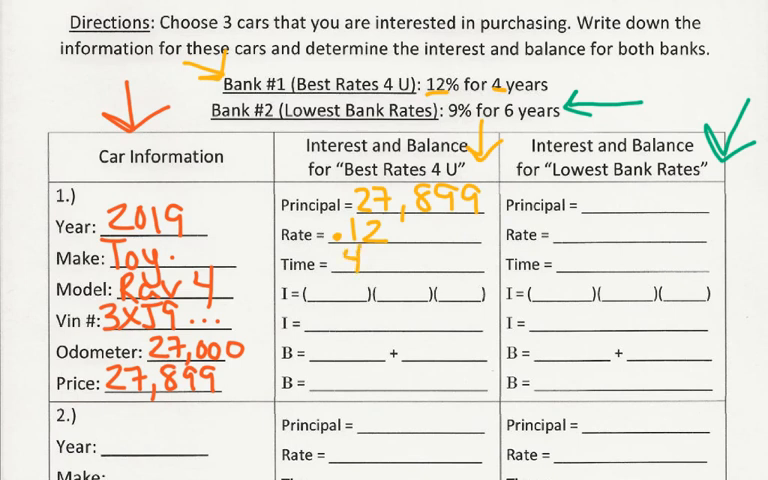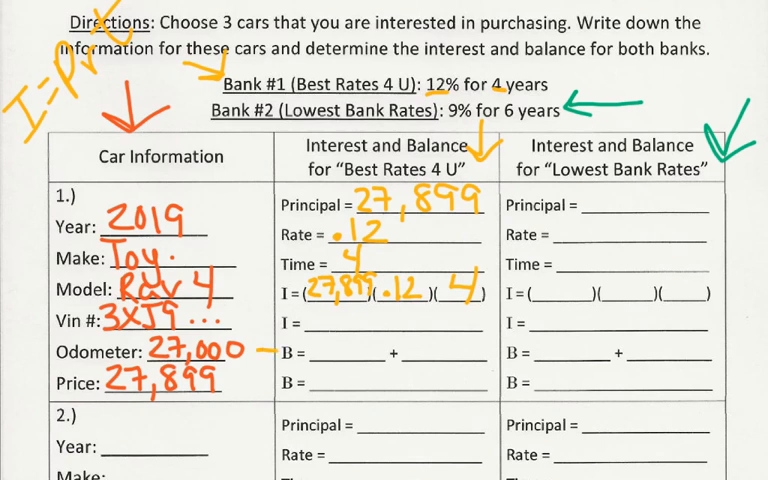So now you fill everything into the simple interest formula. So I equals, remember it's I equals PRT. So principal, which is 27,899, times your rate, which is 0.12, times the time, which is 4 years. So what you're going to do is you're going to calculate that now. So I'm going to leave that blank so then you guys can do it.